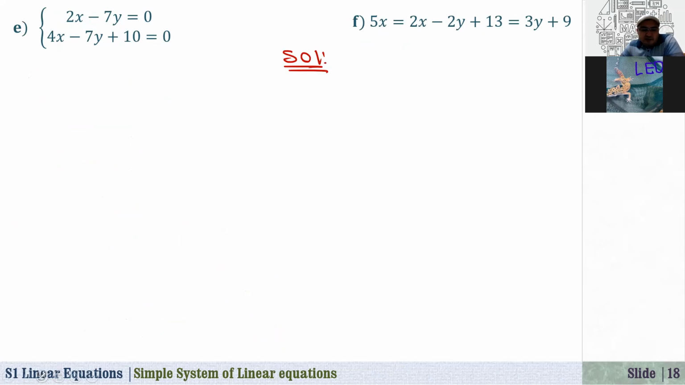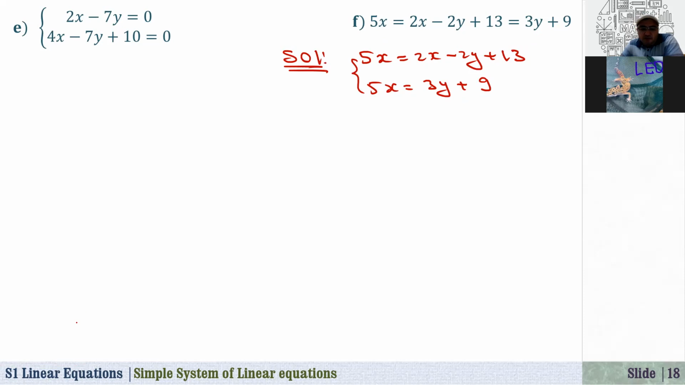Again, it's just given as a single equation, but it has two equal signs. So I'm just going to write it as two equations. The first one is 5x equals 2x minus 2y plus 13. The second one is 5x equals 3y plus 9. It's up to you how you choose this, because choosing 5x is just simpler, right? It's only one term, so I'm using 5x to equate with other parts of the equation.